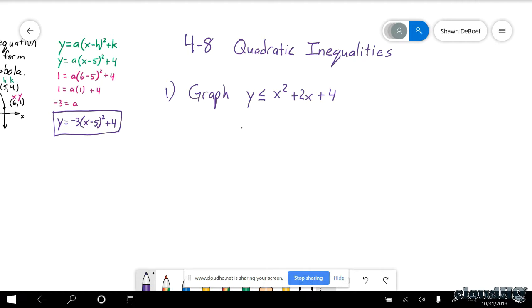But because it's in standard form, let's first find our vertex by using, or the axis of symmetry actually. Let's start with the axis of symmetry. So we use our equation x equals negative b over 2a, remember that one? So our a is 1, our b is 2, our c is 4, so plug those in. So negative b, so that's a negative 2 over 2 times 1. So we end up with negative 2 over 2, which is negative 1.